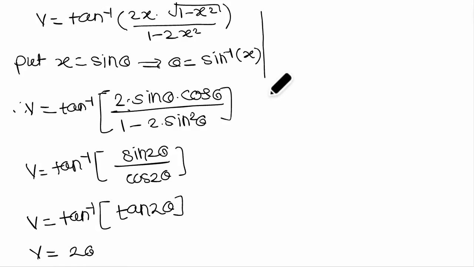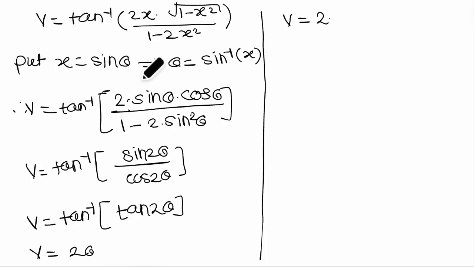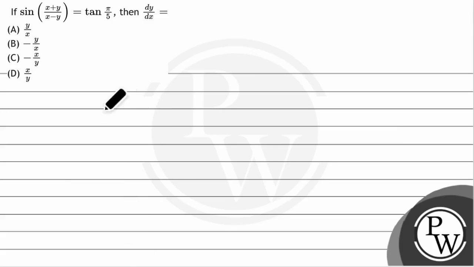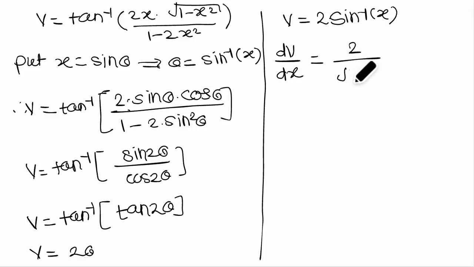So guys, replace here. What is the value of theta? So v equals 2 into theta. Since x equals sin theta, theta equals sin inverse of x. So now differentiate with respect to x, and we get dv by dx equal to 2 upon root of 1 minus x square. Call this equation number 2.